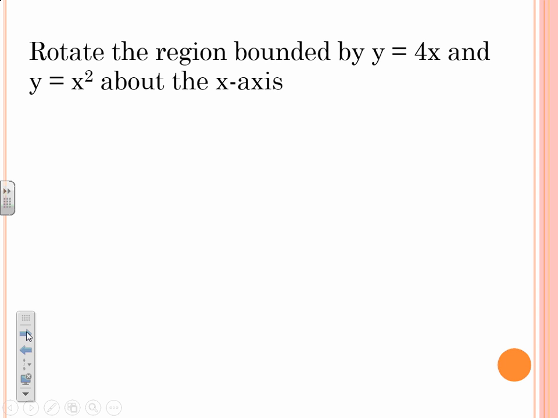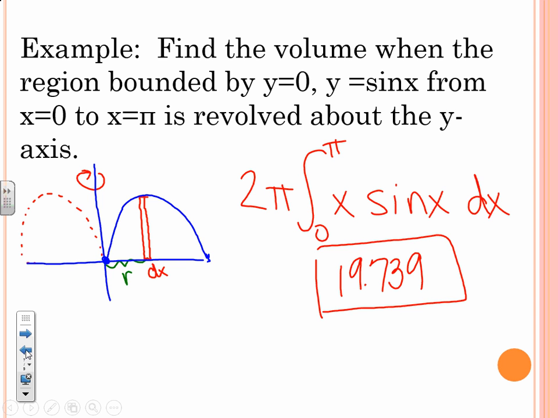This is the inverse. Because if you're going to do it with the dishwasher method, it would have to be in terms of y, so you'd have to solve for x. Because if you want horizontal reference rectangles, they would have to have thickness dy, which means you'd have to integrate with respect to y, which means you would need equations for those. And you can't do that because of the inverse sine.